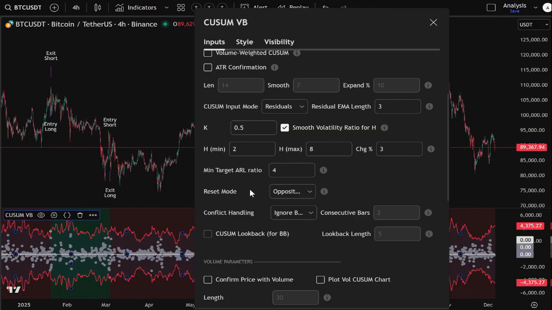These other adjustments are all explained on the indicator page itself, and I encourage you to review this as it is a wealth of information on making the most of this indicator.